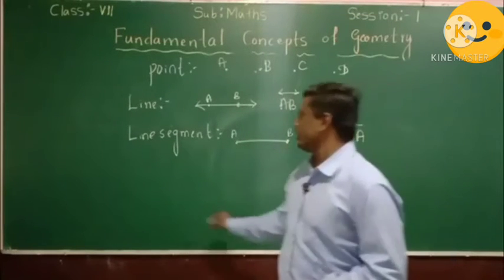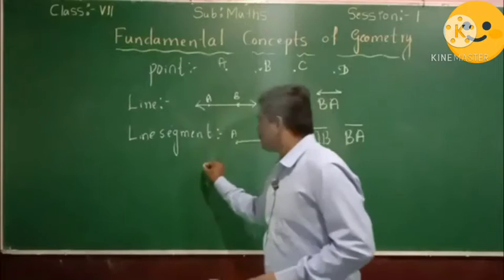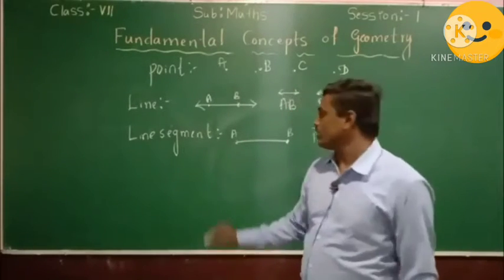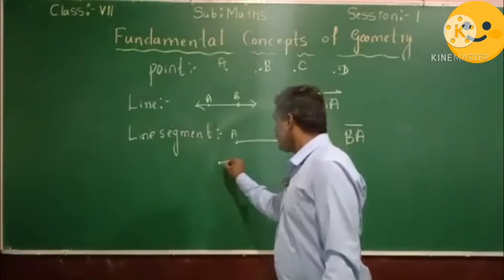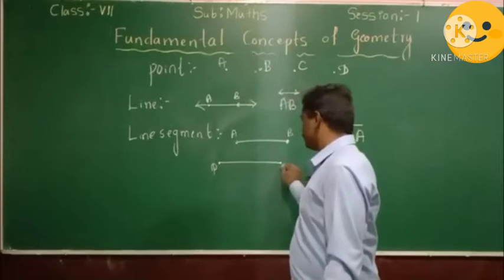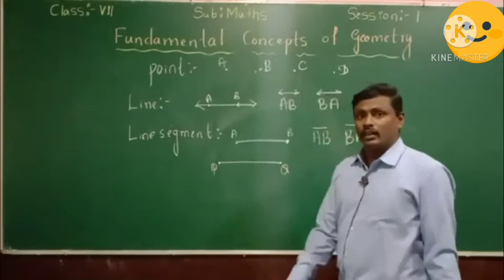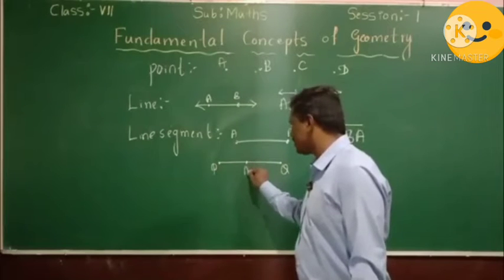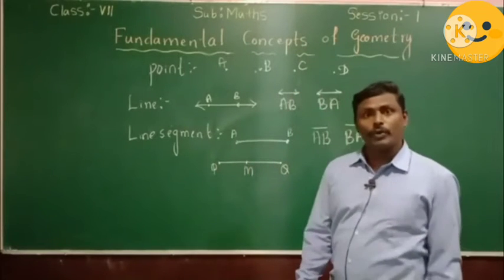Clear? Next, in the line segment, one main property. For example, PQ is a line segment and M is a midpoint.